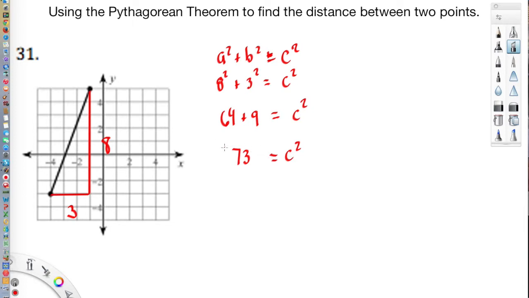But I'm not done. I want to find c, not c squared. So my last inverse operation will be finding the square root of c squared. And what I do to one side, I have to do to the other. So c is going to be equal to the square root of 73. I know that 73 is not a perfect square, but it's between 64 and 81, which are two perfect squares. The square root of 64 is 8, and the square root of 81 is 9. And so the answer is between 8 and 9. It's going to be 8 and some fraction.